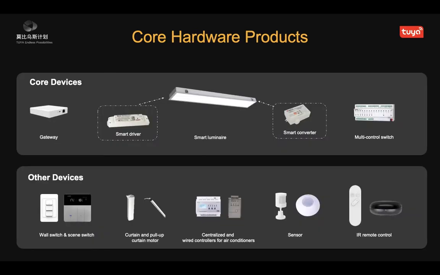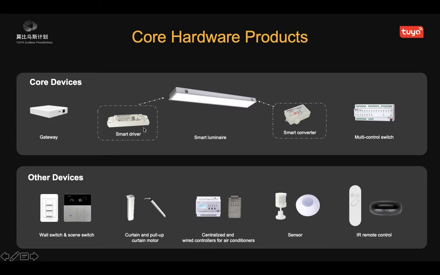Here are listed the core hardware devices in this solution. The gateway is the core device that connects all the smart devices such as lights, switches, curtain motors, or sensors via different communication protocols, for example, like Zigbee or Bluetooth. Then the gateway is connected to the cloud platform by TCP/IP network.